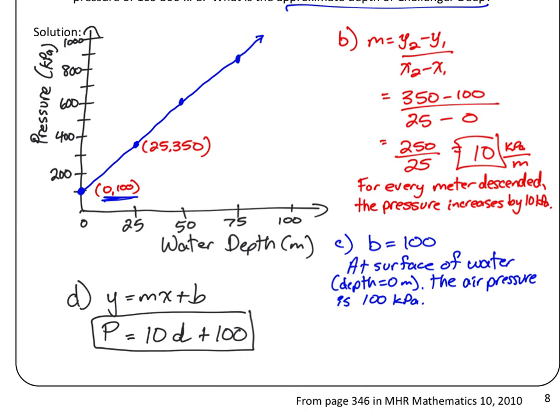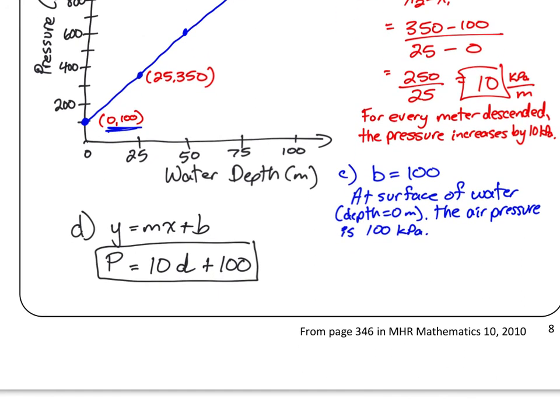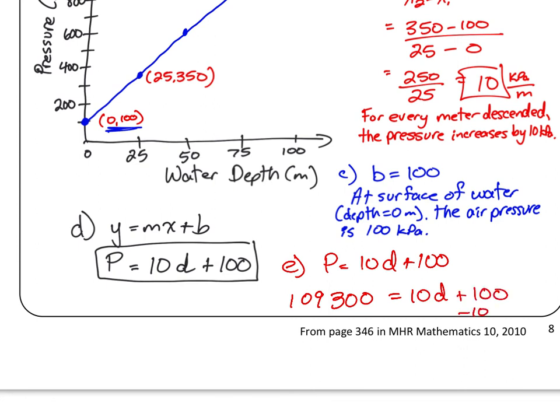For part E, they want us to solve for the depth where you would have a pressure of 109,300 kilopascals. So we can use our equation, P equals 10D plus 100, and sub in 109,300 kilopascals for the pressure, which is P. Then you can solve the equation for D. So subtract 100 from both sides. Kind of ran out of room. So we have 109,200 is equal to 10D.